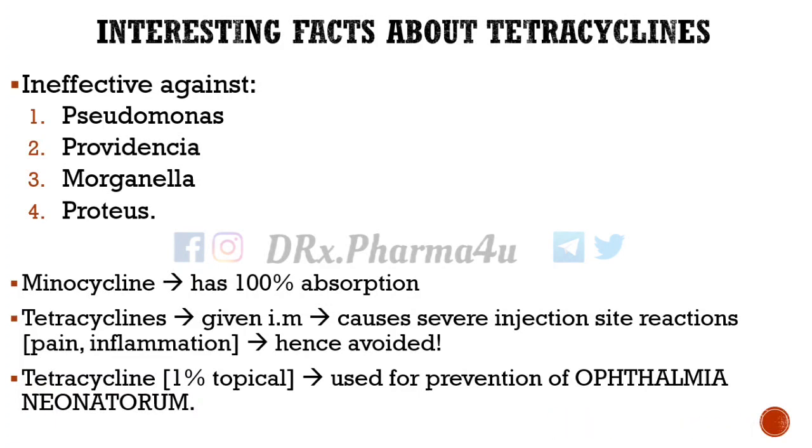Tetracycline 1% topical formulation is also available. It is used for the prevention of ophthalmia neonatorum. So this is for children. It is actually an ocular disease. So to prevent that disease, we can give tetracycline as a 1% topical concentration.